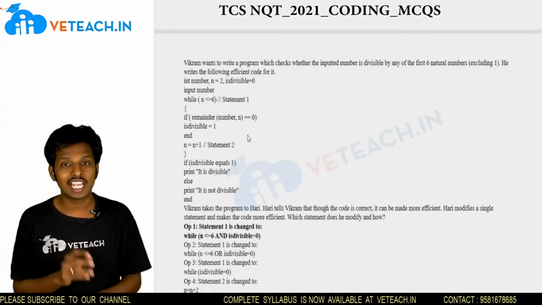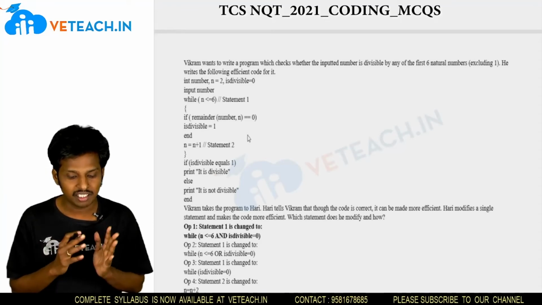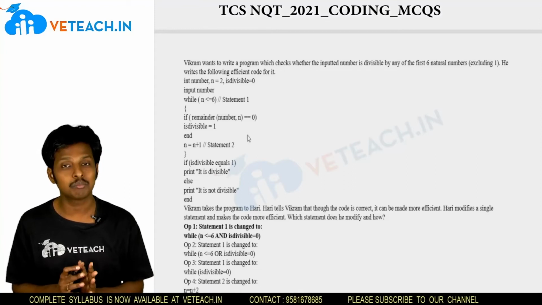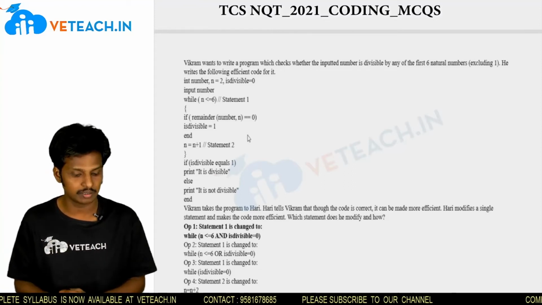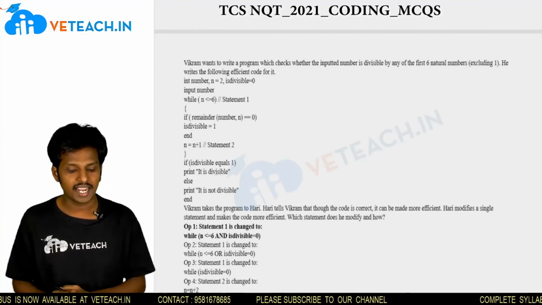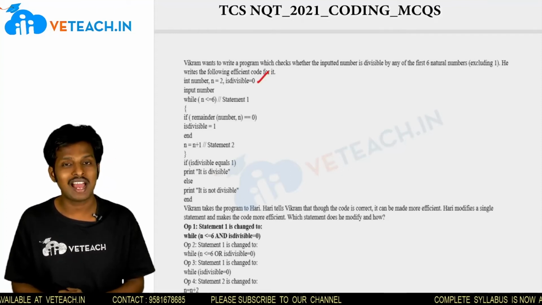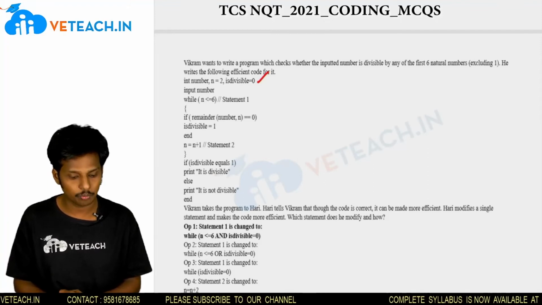He writes the following efficient code for it. He wants to find whether the given number is divisible by the first 6 natural numbers or not, and he has written a program. This is the other way of asking your question, and he has written a code for it. Int number, n is equal to 2, and he has taken a boolean variable which is going to have 0 or 1, where it is initialized to 0.